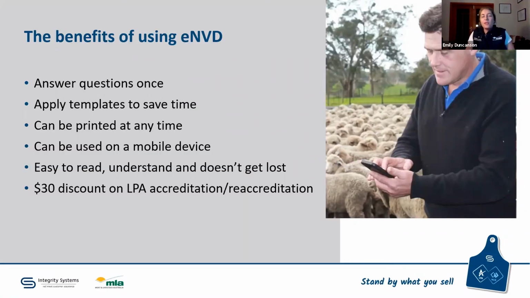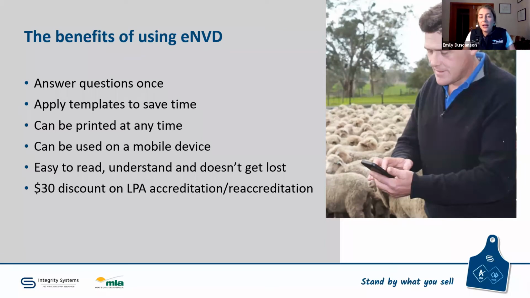So some of the benefits of using the system. In comparison to the hard copy forms, which you may be more familiar with, using eNVD means that you only have to answer questions once. So for example, the majority of livestock consignment forms have a significant proportion of the questions that are the same across the forms. Using eNVD, you'll only have to answer that once, and we'll automatically populate those answers across various forms that you select. You can use templates. Templates will save the information about your consignment, and I'll go into further details about that later, but essentially that can save you a lot of time and effort in entering all the information if you're doing frequent consignments.